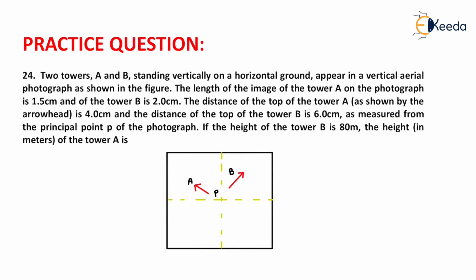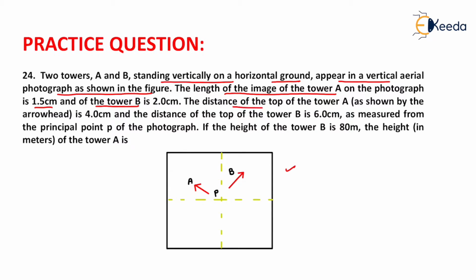The question is given as: two towers A and B standing vertically on a horizontal ground appear in a vertical aerial photograph as shown in the figure. The length of the image of tower A on the photograph is 1.5 centimeter, that is dA, and of tower B is 2 centimeter, that is dB.